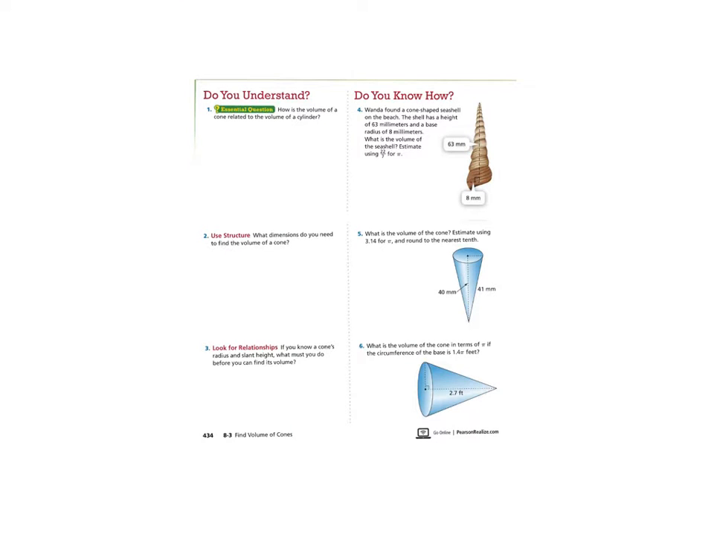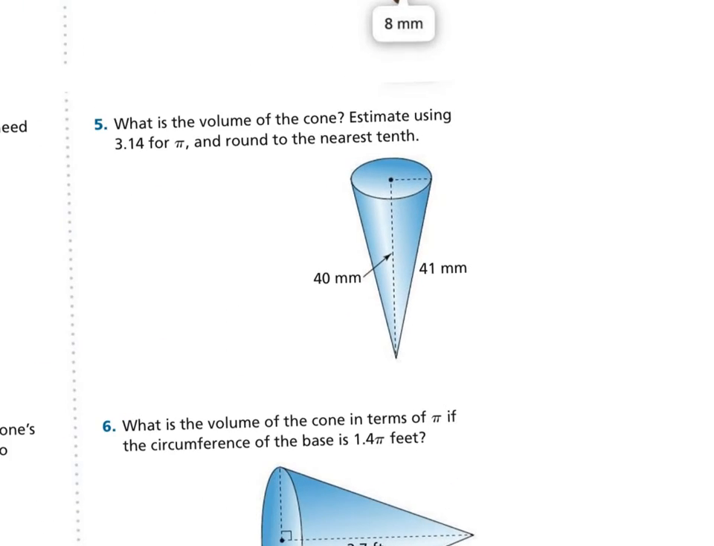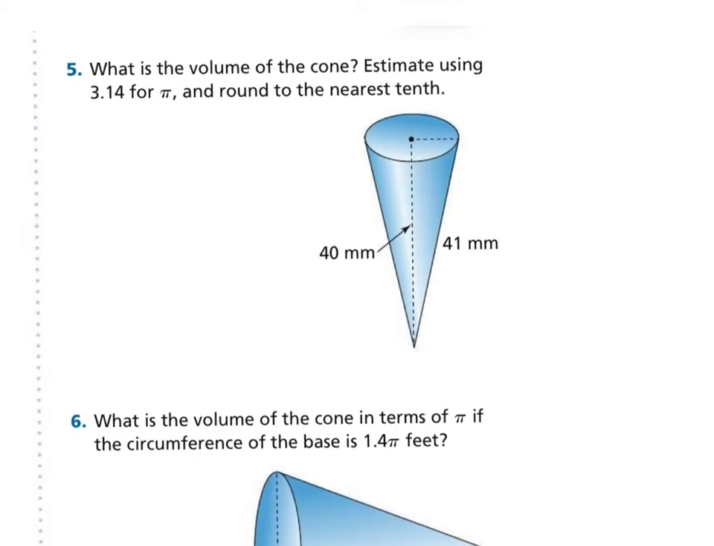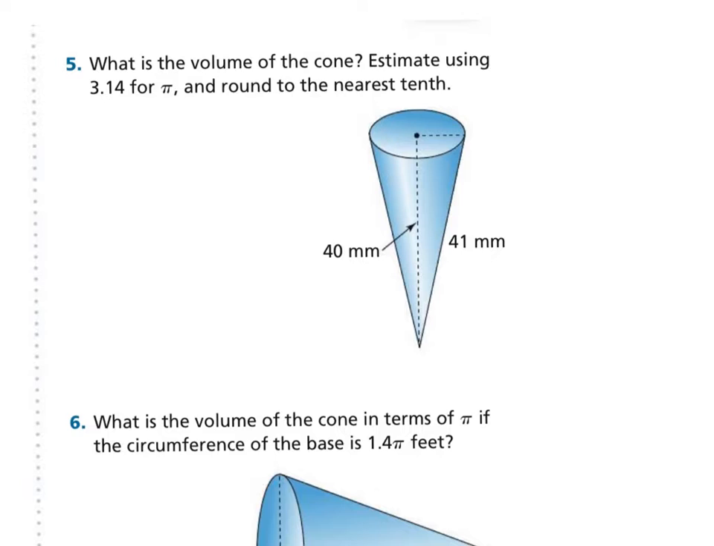Let's look at the do you know how number 5. They want us to find the volume of the cone. Estimate using 3.1400 for pi, rounded to the nearest tenth. So this is a little different look here again that the book's giving us. If we think of our formula, now we're finding the volume of the cone. I'm going to write my formula down and then think about what I know and what I don't know, because this doesn't look quite right to me.